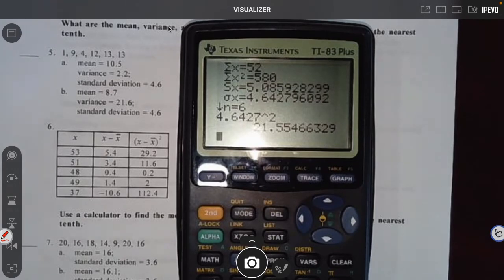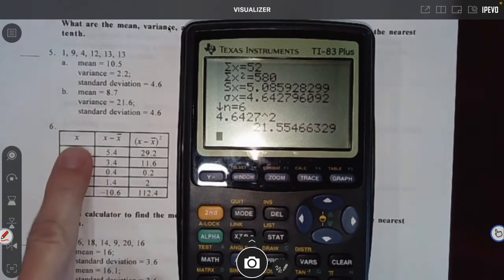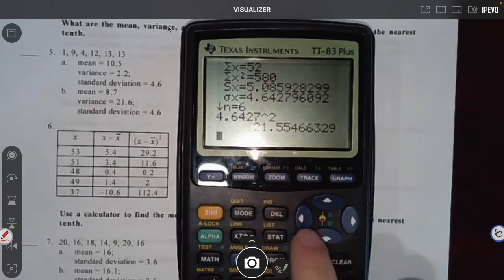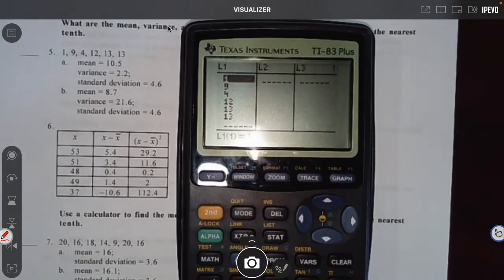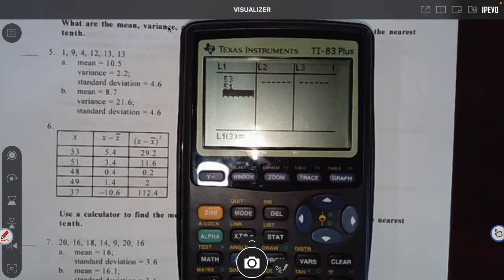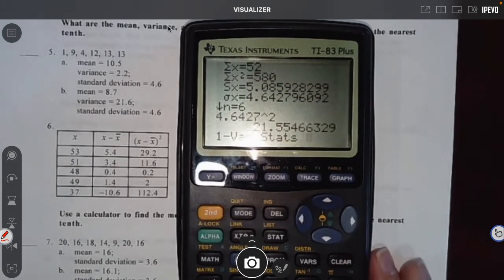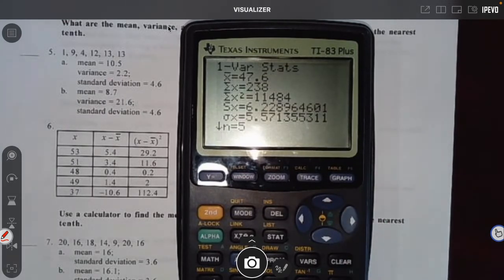Number 6, they want us to work out the table. Or y'all, just enter in your data. Here's your data right here. Enter in your data. Edit. 53, 51, 48, 41, 37. And then click stat.